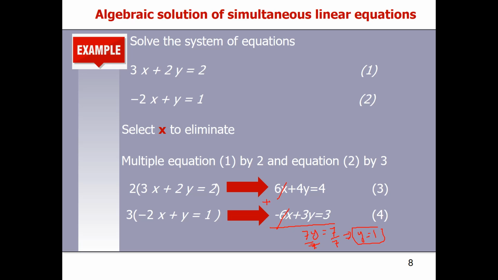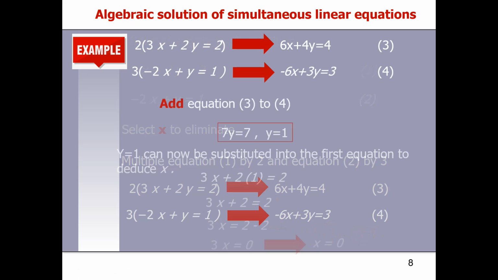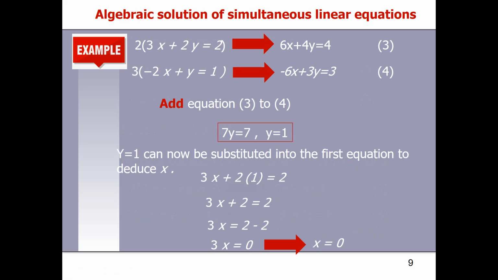Now to find the value of x, you have to take this y equals 1 and substitute in the first or the second equation, you will get x. Now you substitute y equals 1 in the first equation, 3x plus 2 times 1 equals 2. And you solve this equation, you will get the value of x as 0. Then the solution of this system of linear equations is x equals 0 and y equals 1. So this is the way we use the elimination method.